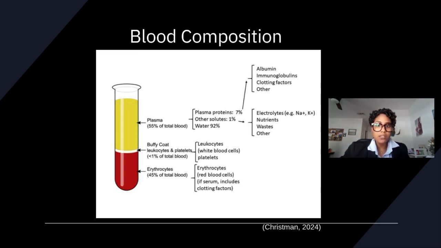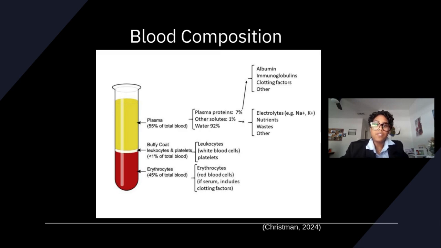Plasma is made up of proteins, solutes, and water. It is 92% water. Some of the proteins include albumin, immunoglobulins, clotting factors, and others. Plasma is what helps clot whenever you have a cut in your arm or somewhere that you're bleeding. Plasma helps form a clot, so it stops bleeding or stops you from hemorrhaging. And then we have other solutes like electrolytes, nutrients, and waste, things that a lot of organs and tissues in our body need in order to function.